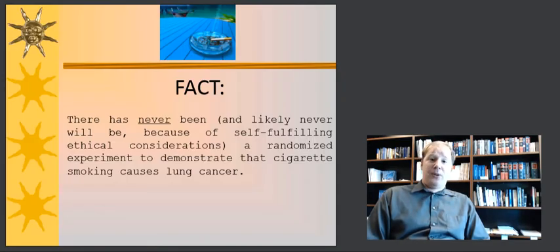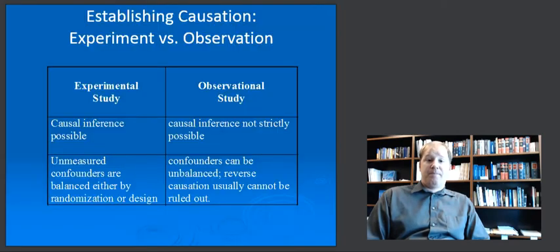The fact is the following: there has never been, and likely now never will be, because of self-fulfilling ethical considerations, a randomized experiment to demonstrate that cigarette smoking causes lung cancer. Do we have enough evidence yet to conclude it or not? Well, we'll come back to this topic in a future lecture where we talk a little bit more about causation and the Hill criteria, which are factors that we consider in determining whether we actually know causation or not. What has been, however, lacking from this is the experimental data.